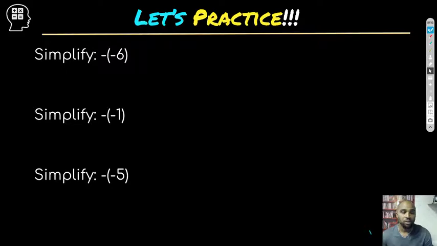Let's practice, make sure we got it. If those things are true, what would this be? So if we're thinking through this, that means we have -6, and this is telling us to do the opposite of -6. So the opposite of -6 is going to be +6. We just talked about what the opposite is. We looked at the number line.